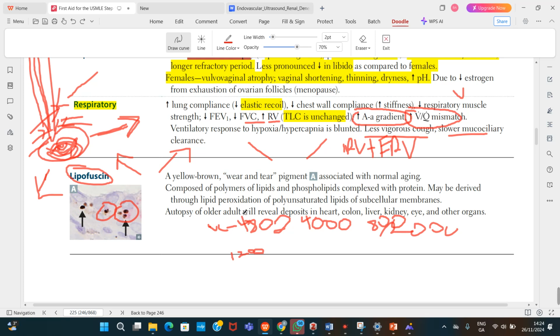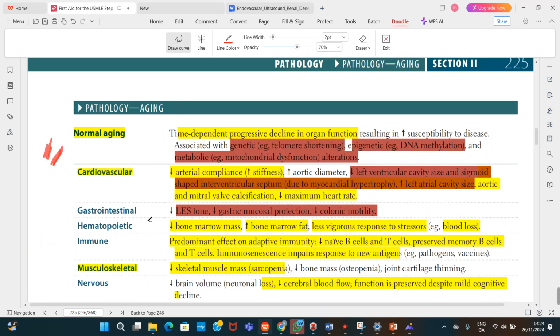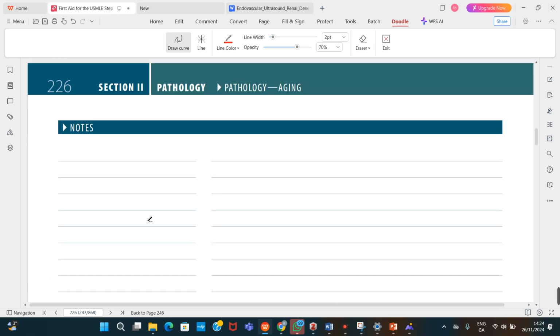With aging, that person will have been susceptible to so many free radical insults. We have so many things that can generate free radicals: Fenton reaction, inflammation, radiation exposure, metals, and so on. That can cause lipid peroxidation, which complexes with protein, forming lipofuscin. They can deposit in older adults in the heart, colon, liver, and other organs, appearing yellowish and brownish in color. On that note, we have come to the end of pathology.